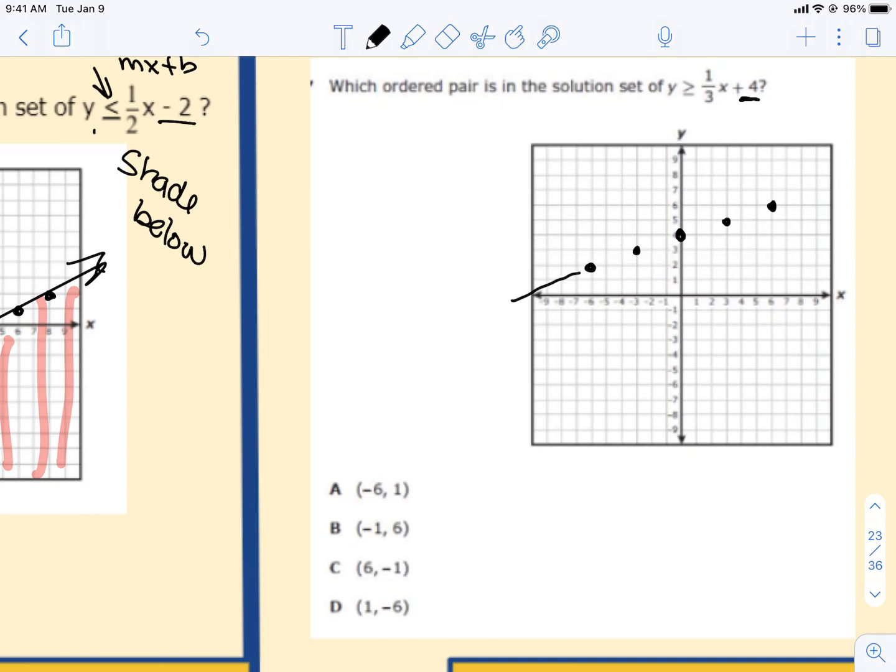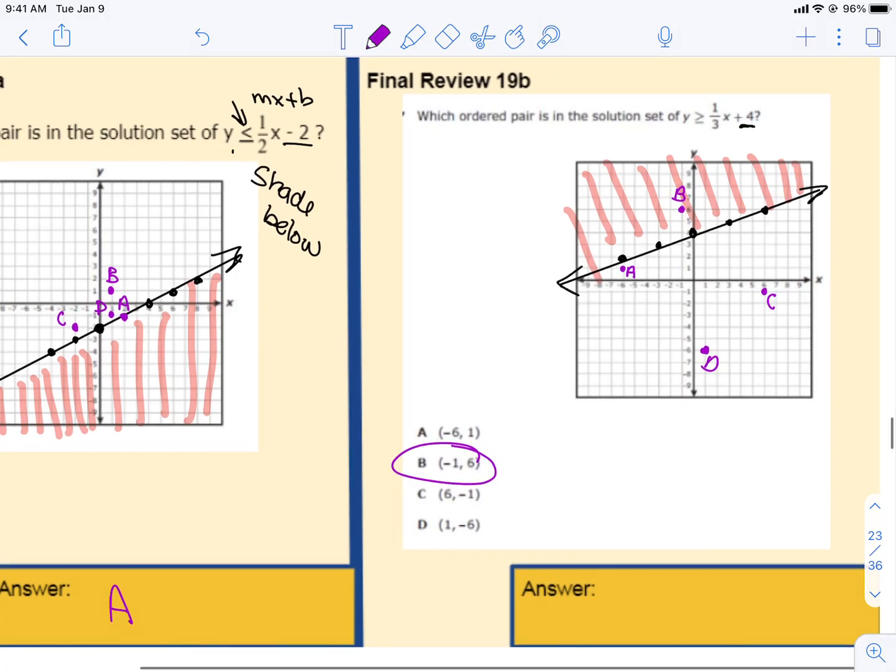Then we connect the points. Again, I said that it's opening up towards the y, so we shade above in this case. And now I want to plot the points to see which is an ordered pair in the solution set. So I have -6, +1. I have -1, +6. I have 6, -1, and 1, -6. So looking at it, only B falls in the shaded area.